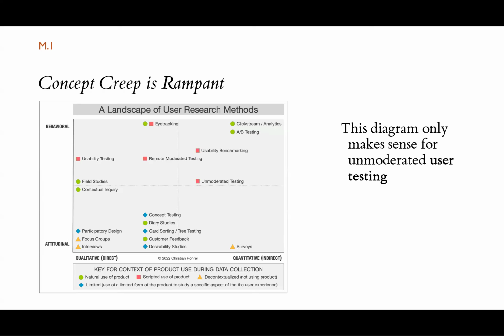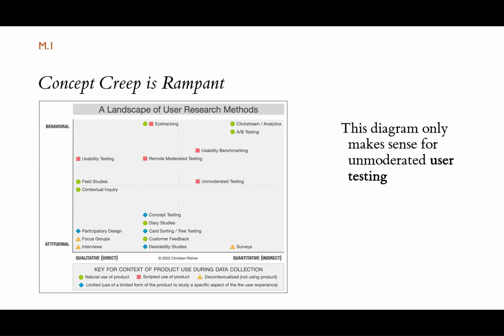When you have that concept creep, a diagram like this only makes sense when you're precise, right? Unmoderated testing falling under that quantitative quadrant and a little bit more behavioral and called out as being a scripted use of a product. Very accurate for unmoderated usability testing, right? When you're actually evaluating the performance of something and if there are errors, right? So you can quantify those errors.